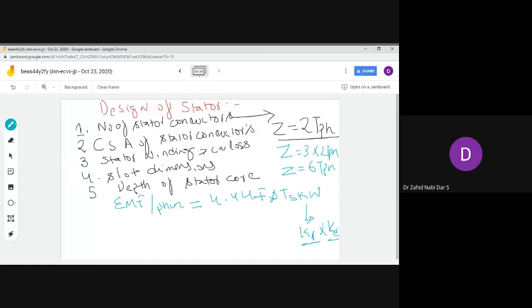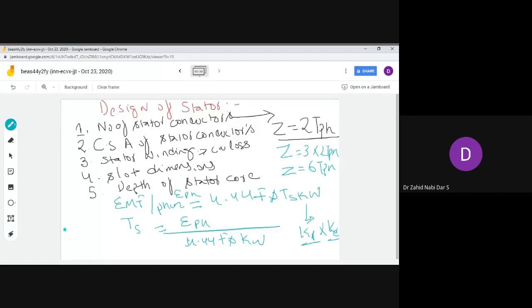So this is EMF per phase. In other terms, if we have to write Ts, this is E phase, and Ts can be written as E phase divided by 4.44 f phi m kW. So E phase would be equal to this, and we can see that Ts is equal to this.